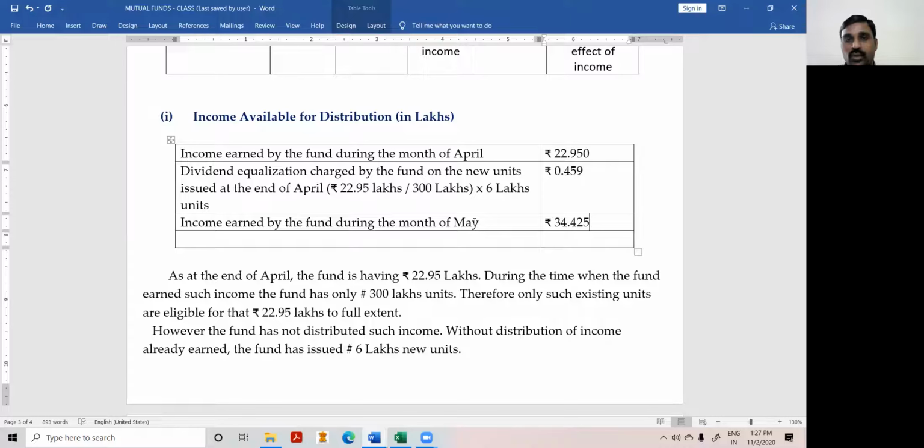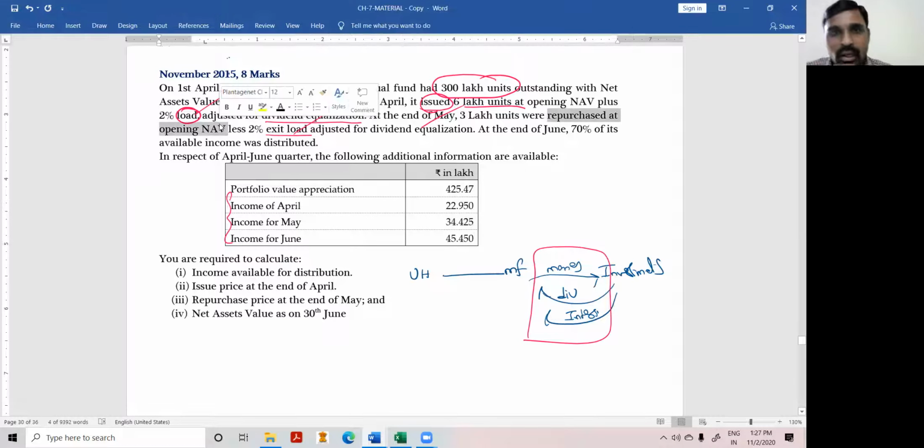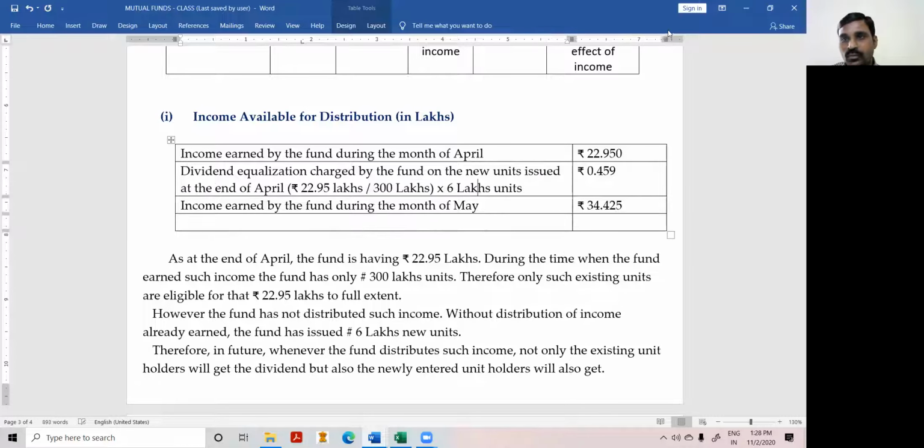34.425. Next, when the fund is redeeming the units, the fund is repurchasing the units at the end of May. At the time of repurchase, the fund will pay the dividend equalization. It is not that the fund is collecting, the fund is paying the dividend equalization. Okay, right.